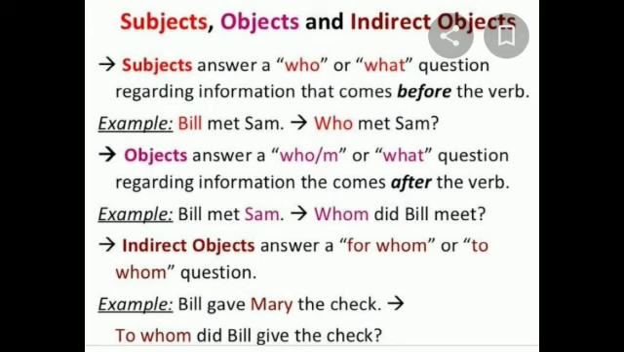Then indirect object means for whom or to whom the question is asked. Bill gave Mary a check. To whom Bill gave a check? So Bill gave Mary a check. That is an indirect object.